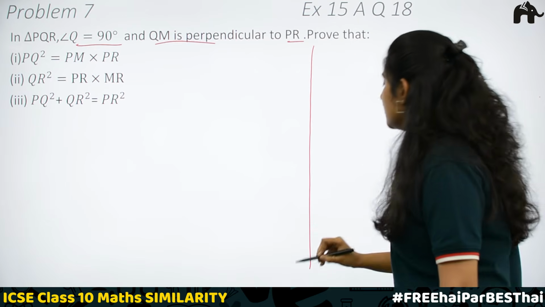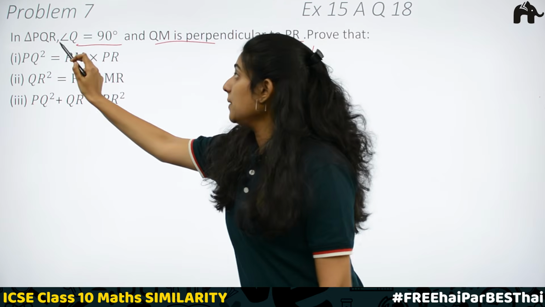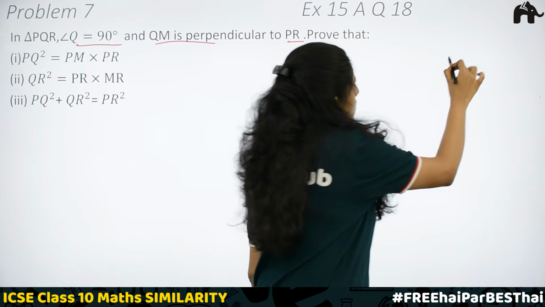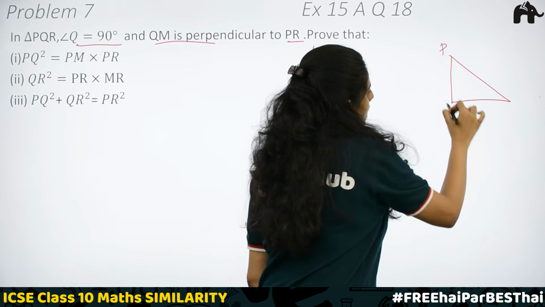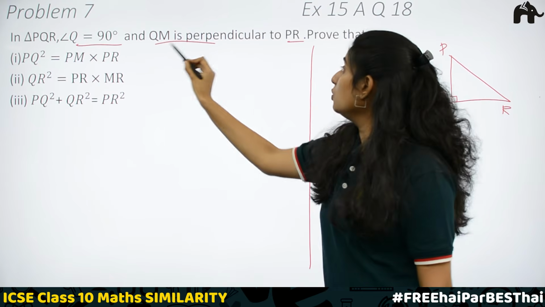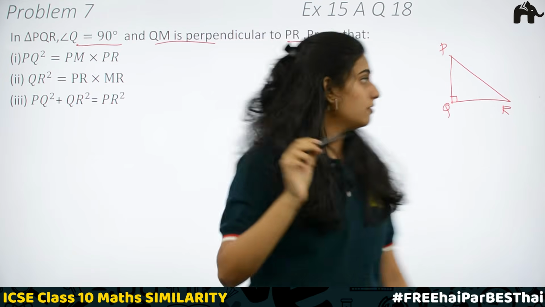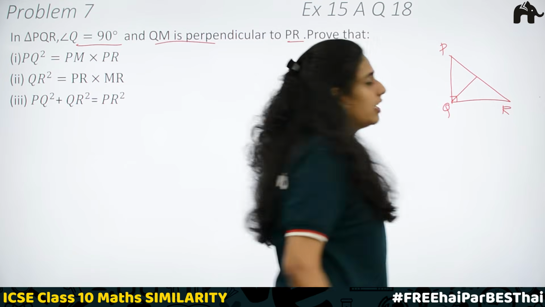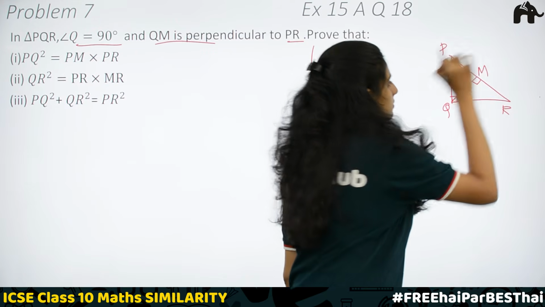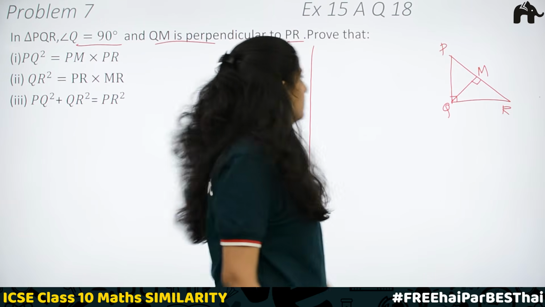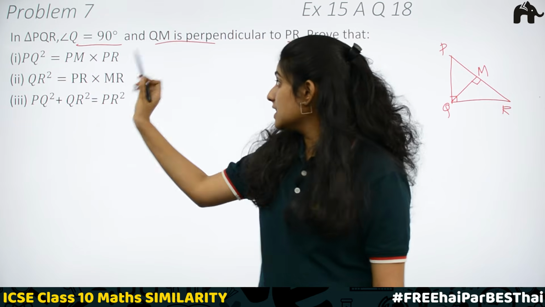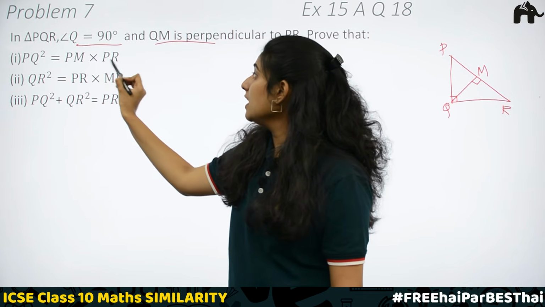So first, let us consider the triangle PQR such that angle Q is 90 degrees. So this is the required triangle PQR. We have the angle Q as 90 degrees. QM is perpendicular to PR. From Q, I am drawing a perpendicular to PR. This angle is 90 degrees. We have the point M here. We have to prove, first one, PQ square is equal to PM into PR.